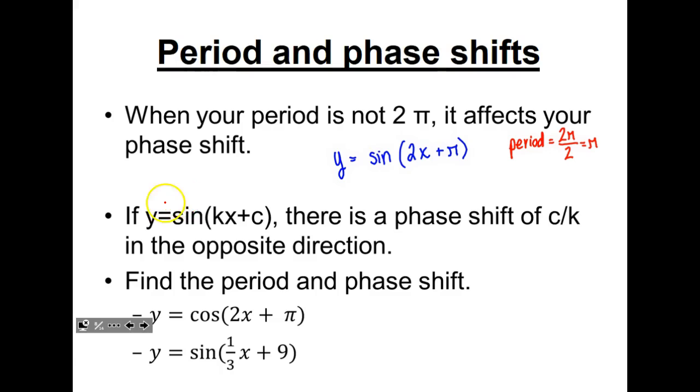So if I have an equation like this, y equals sine of kx plus c, here k and c are just numbers. Then to find the phase shift, it's going to be c over k in the opposite direction. Where normally I would think that this one right here would be to the left pi, instead, because you've got that period change, it would be to the left pi over 2. So you've got to divide it by this number here in front of the x.